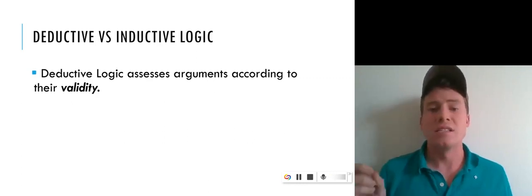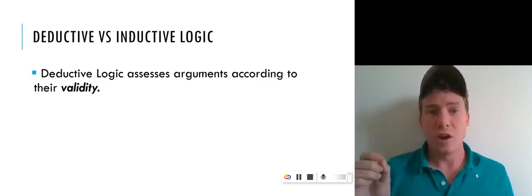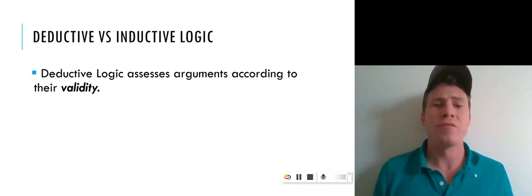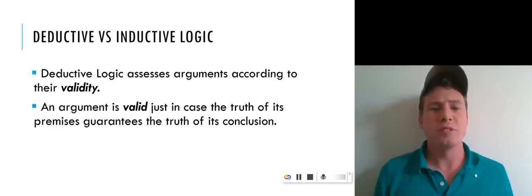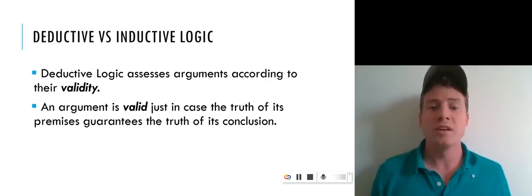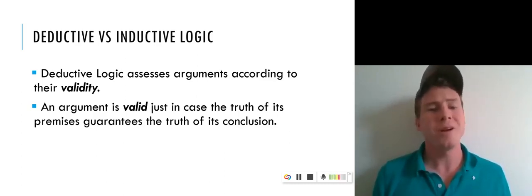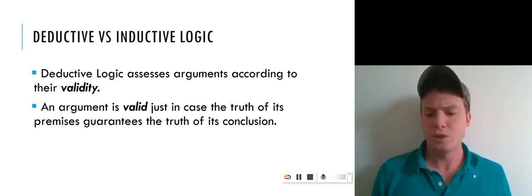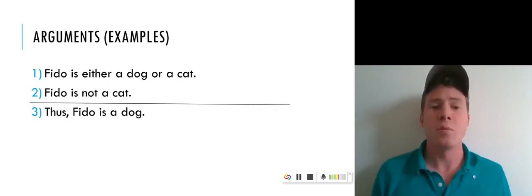Deductive logic assesses arguments according to their validity. So it's going to look at and judge arguments as being good or bad according to whether or not they're valid. Now what does it mean for an argument to be valid? An argument is valid just in case the truth of its premises guarantees the truth of its conclusion. Now, we're going to have a video later on that'll go a little more in depth in this notion of validity. But the basic notion we should be able to see from this example with Fido. We have two premises. Fido is either a dog or a cat.